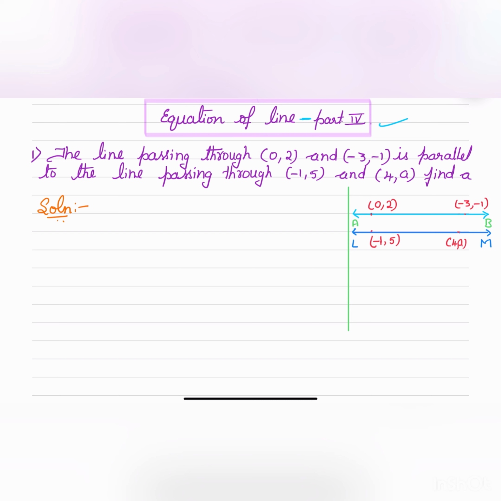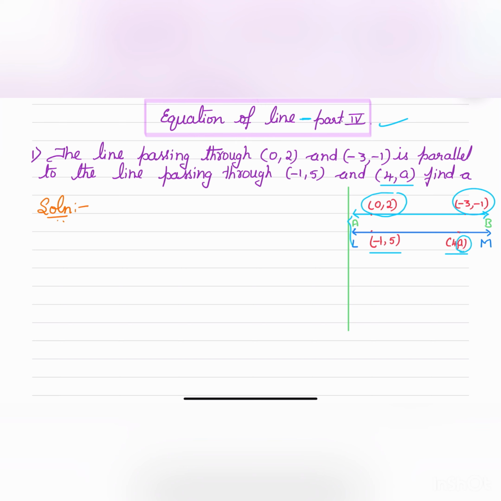The first numerical: the line passing through (0, 2) and (-3, -1) is parallel to the line passing through (-1, 5) and (4, a). Find a. When the lines are parallel, I have taken AB and LM as parallel, where AB is passing through (0, 2) and (-3, -1) and LM is passing through (-1, 5) and (4, a). And we need to find out a.